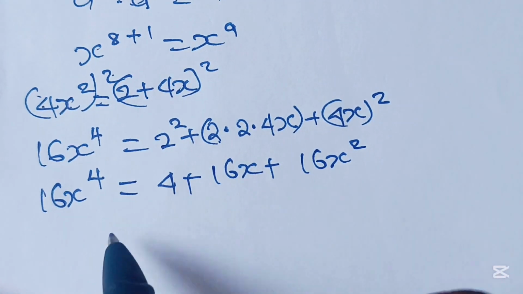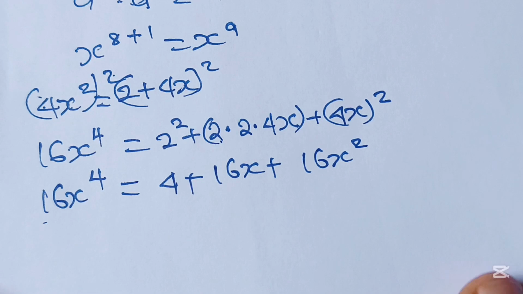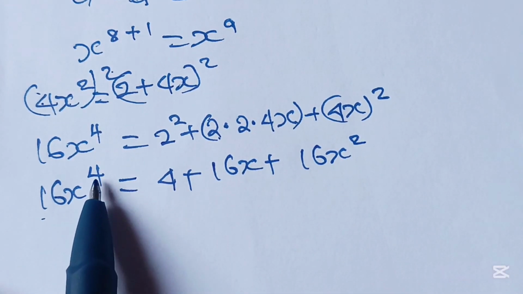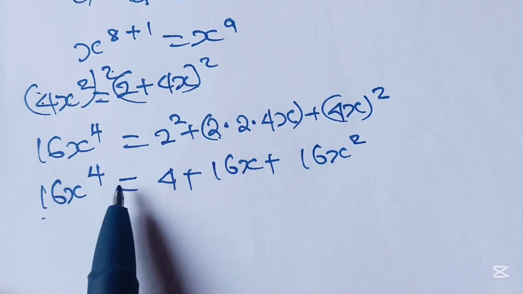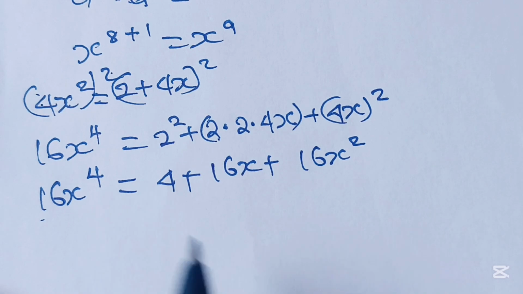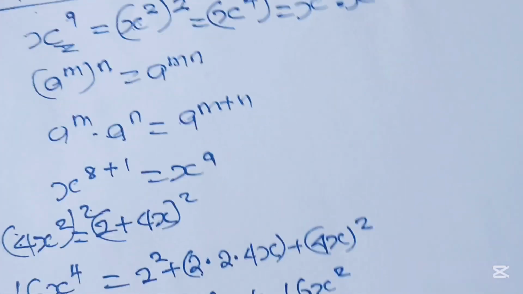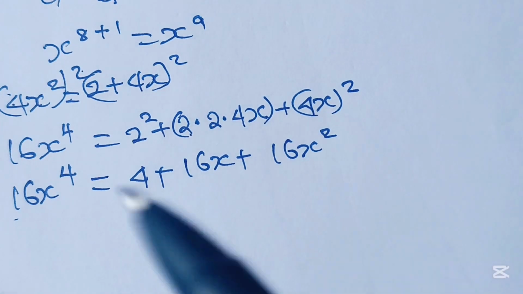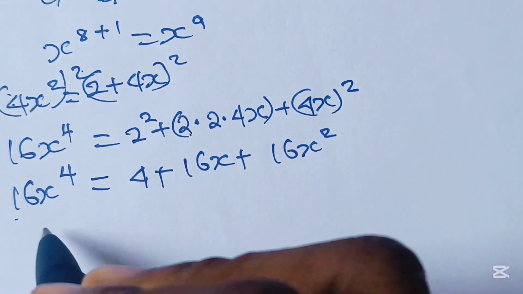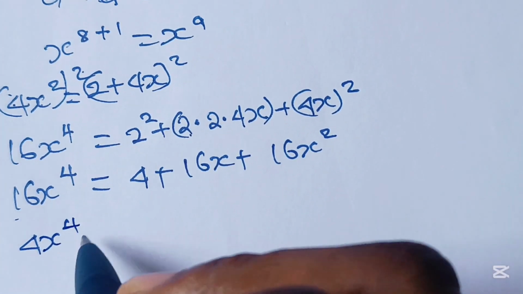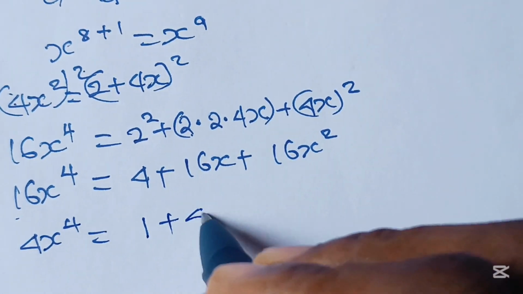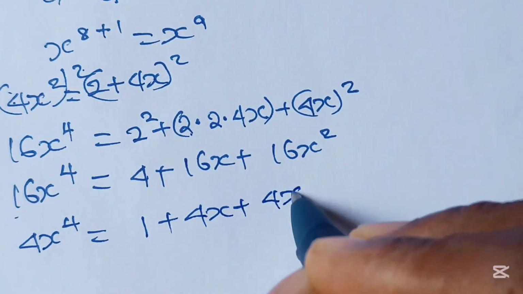All right, now let's divide through by 4. Why are we doing that? If we continue with this and square it again, we are going to have something big, and that is not what we want. And recall that we need 4x squared for simplification. All right, now let's divide through by 4 to reduce this. So we have 4x to the power of 4 is equal to 1 plus 4x plus 4x squared.